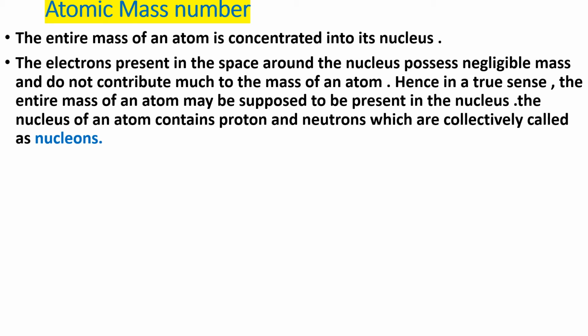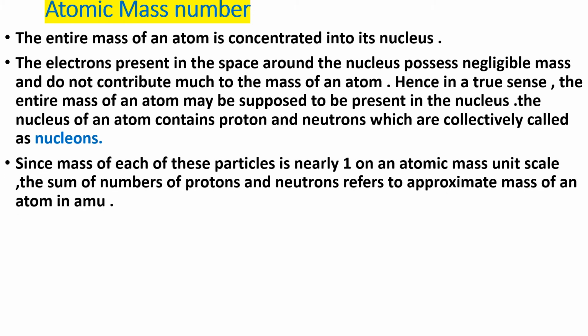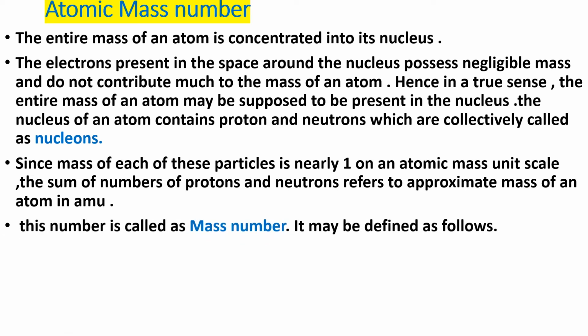The nucleus of an atom contains protons and neutrons, which are collectively called nucleons. Since the mass of each of these particles is nearly 1 on an atomic mass unit scale, the sum of the numbers of protons and neutrons refers to the approximate mass of an atom in amu. This number is called the mass number.